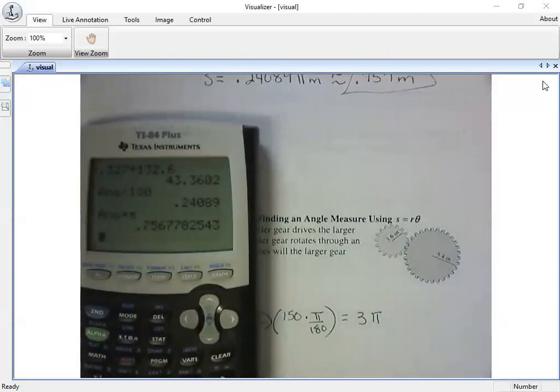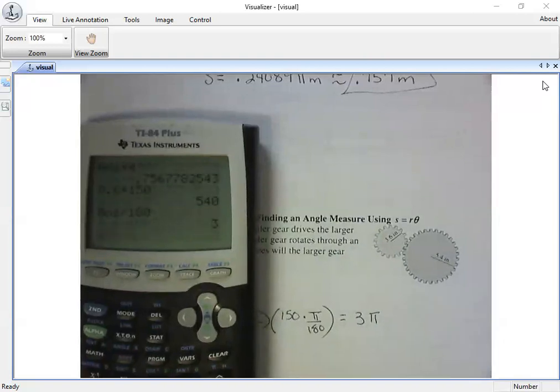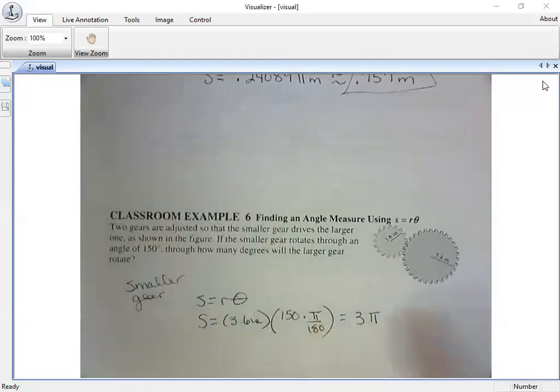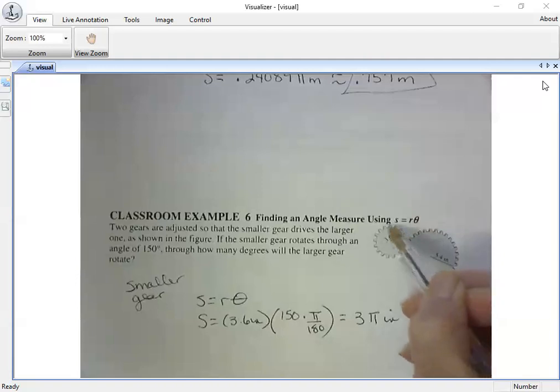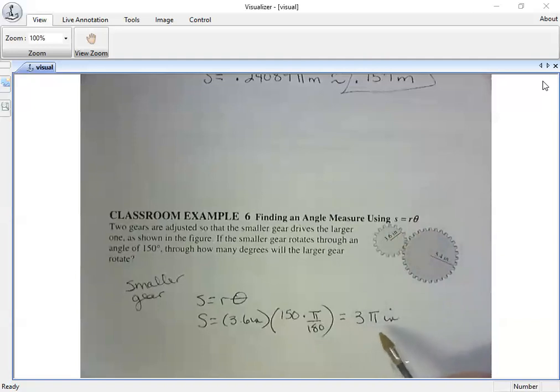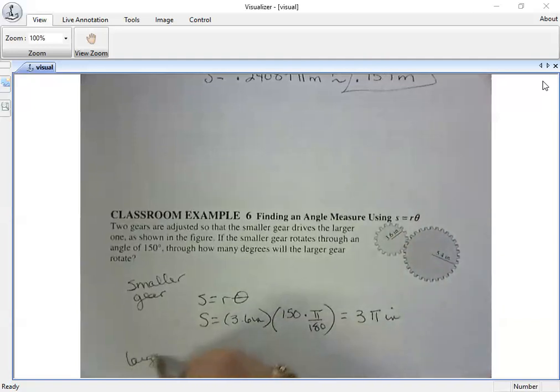If you were to multiply 3.6 times 150 and then divide it by 180, that's where the 3 came from. And so we have 3 times pi, and that's in inches, right? Now, that means the distance this thing has rotated when it's gone 150 degrees is 3 pi inches. Now, what is it I want to find on the larger gear? The angle measure that it would have rotated through. What do I know from the larger gear other than the radius?